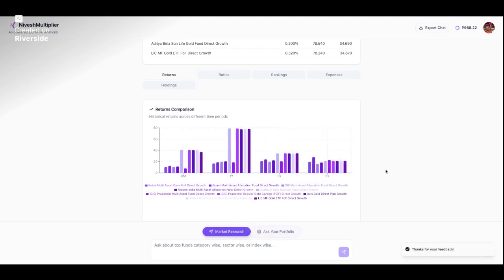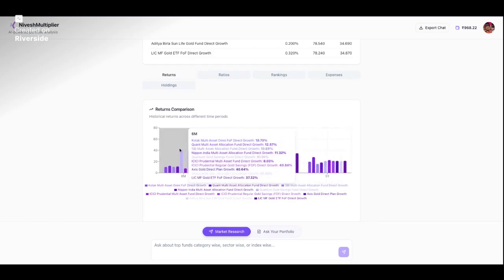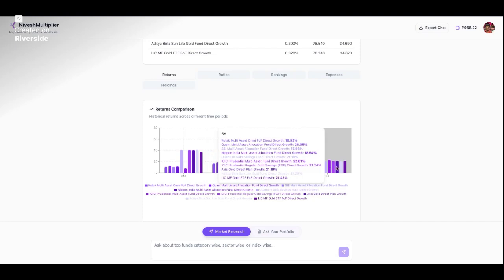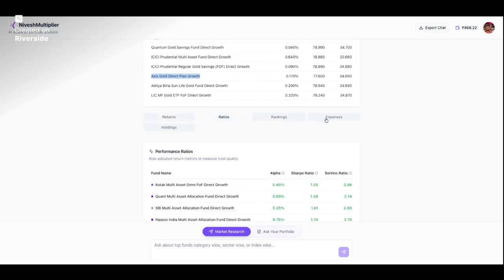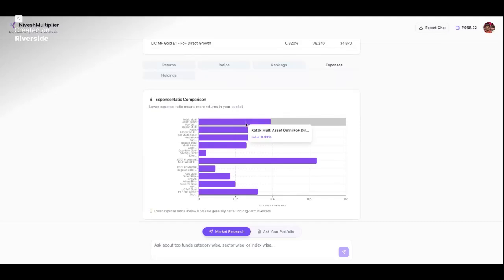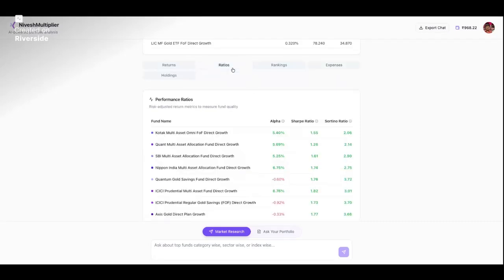I could see that all the gold based funds which are essentially investing into the gold ETF would have a very high 1 year return, in fact 3 year return. But if I look at the 5 year return, then you start to get a picture that multi-asset funds are doing better. So it is helping in a lot of ways. And then you could also see what is the expense ratio you're paying for different funds and all.